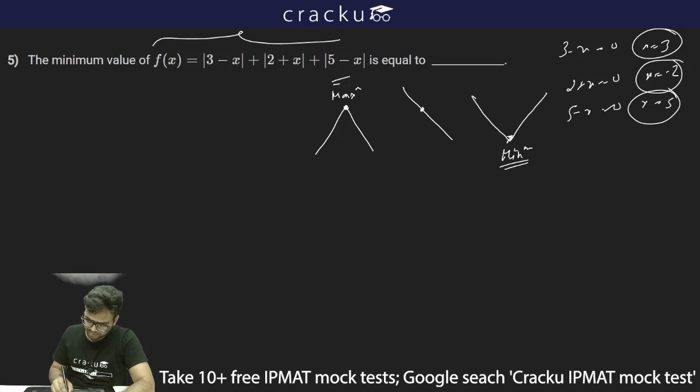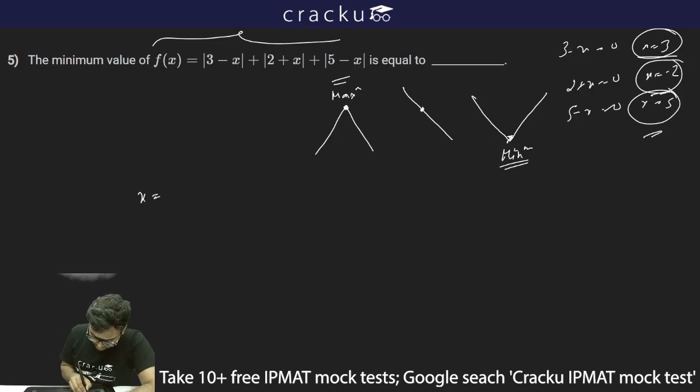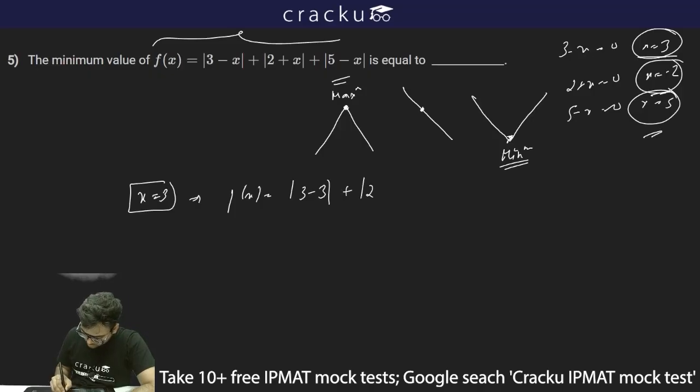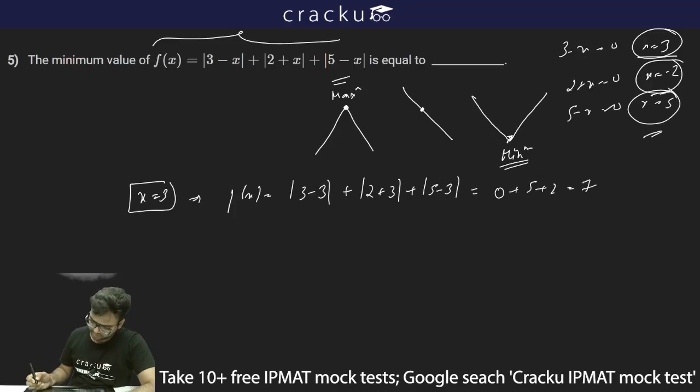So my maximum and minimum will come at one of these three values. So I have to check what is the value at these points. First, let's check at x is equal to 3. At x equal to 3, f(x) is equal to mod of 3 minus 3 plus mod of 2 plus 3 plus mod of 5 minus 3. So this is 0 plus 5 plus 2, which is equal to 7.